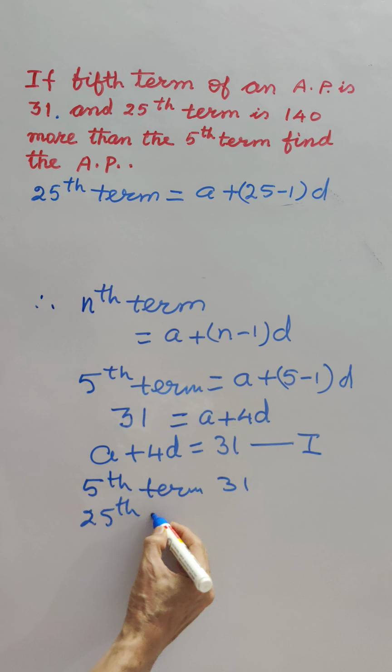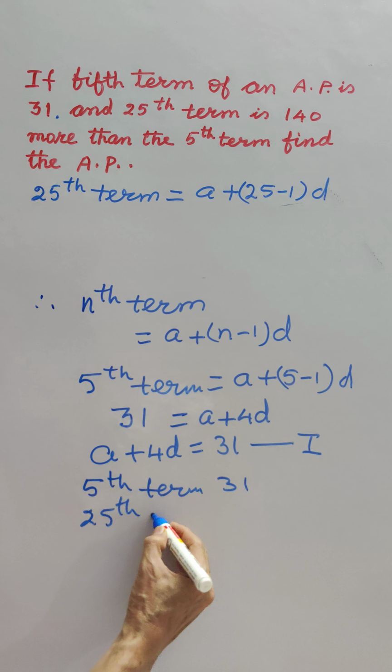Now 25th term, so what will be the 25th term? 25th term will be a plus 25 minus 1 into d. 25th term is equal to a plus n minus 1 into d, means 25 minus 1 into d. So the 25th term is 140 more than 5th term.